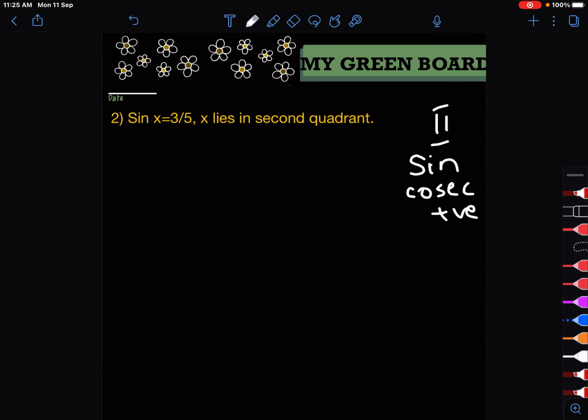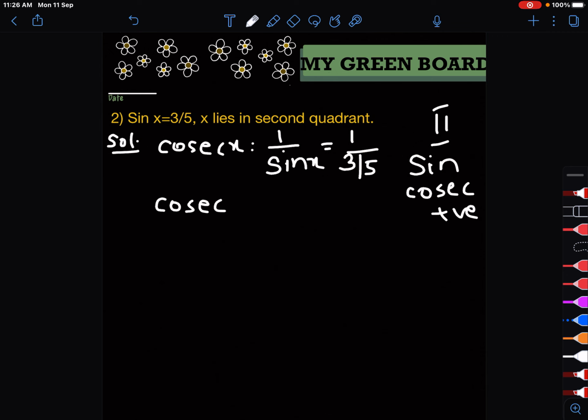So let's start. We have been given sin x equal to 3 by 5. So initially we will do the inverse of sin, that is cosec. Cosec x is equal to 1 by sin. So the value of cosec x will be 1 by 3 by 5. So we have the answer: cosec x is equal to 5 by 3. Got it, children?